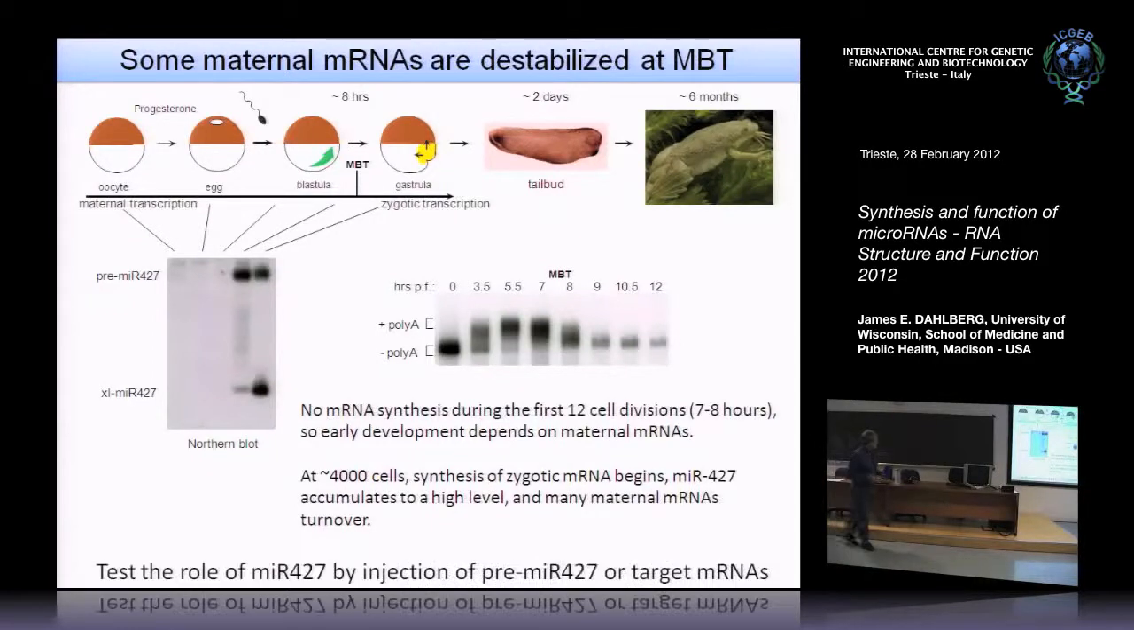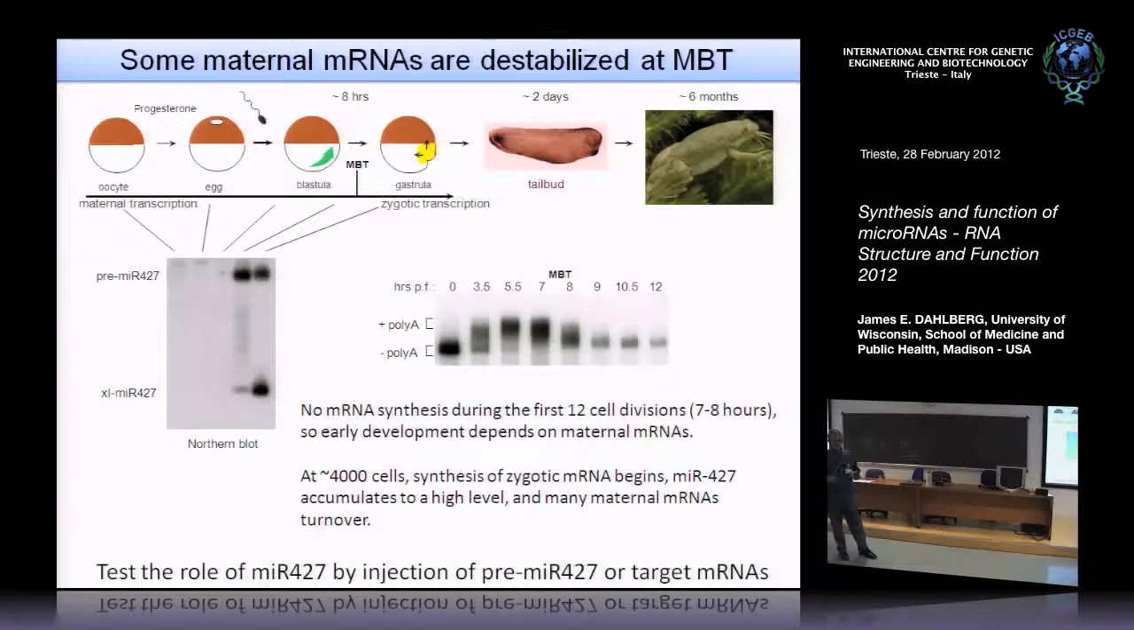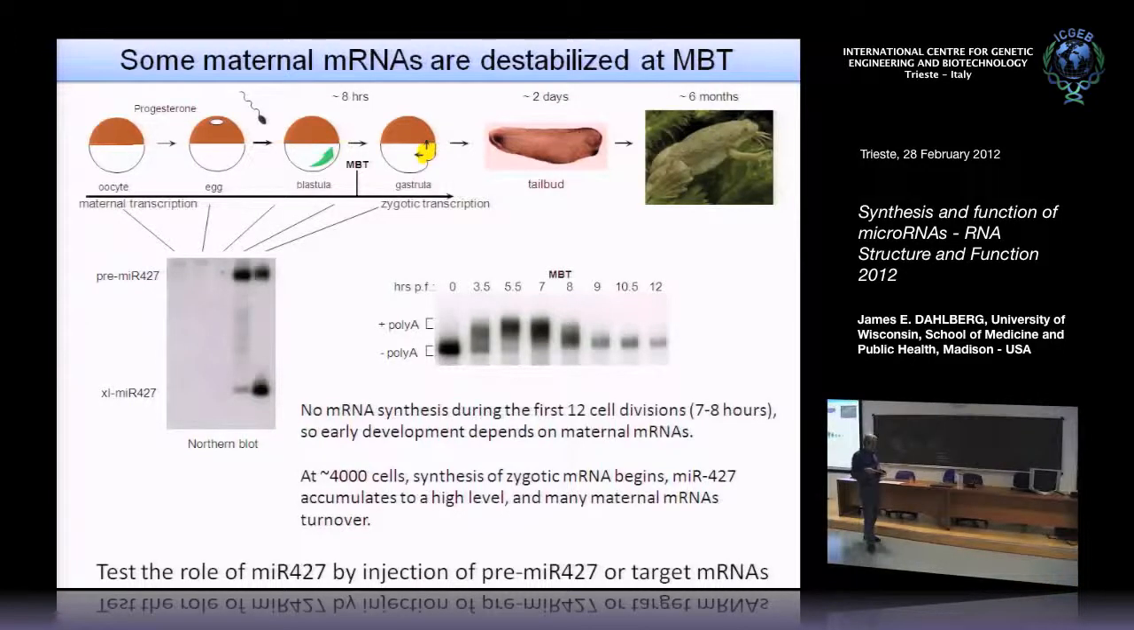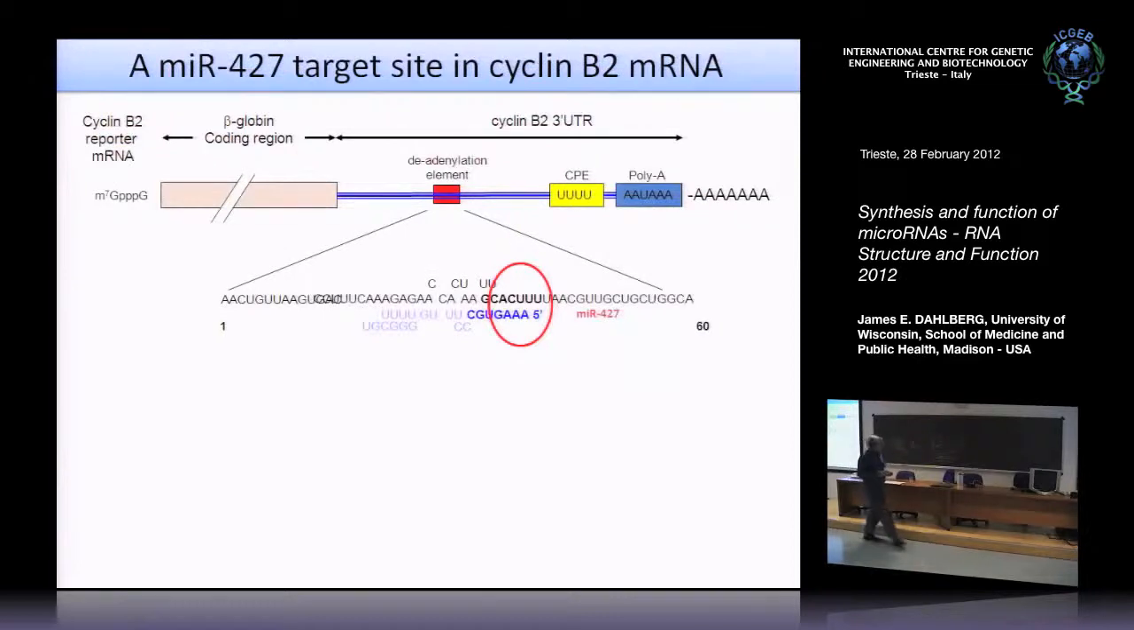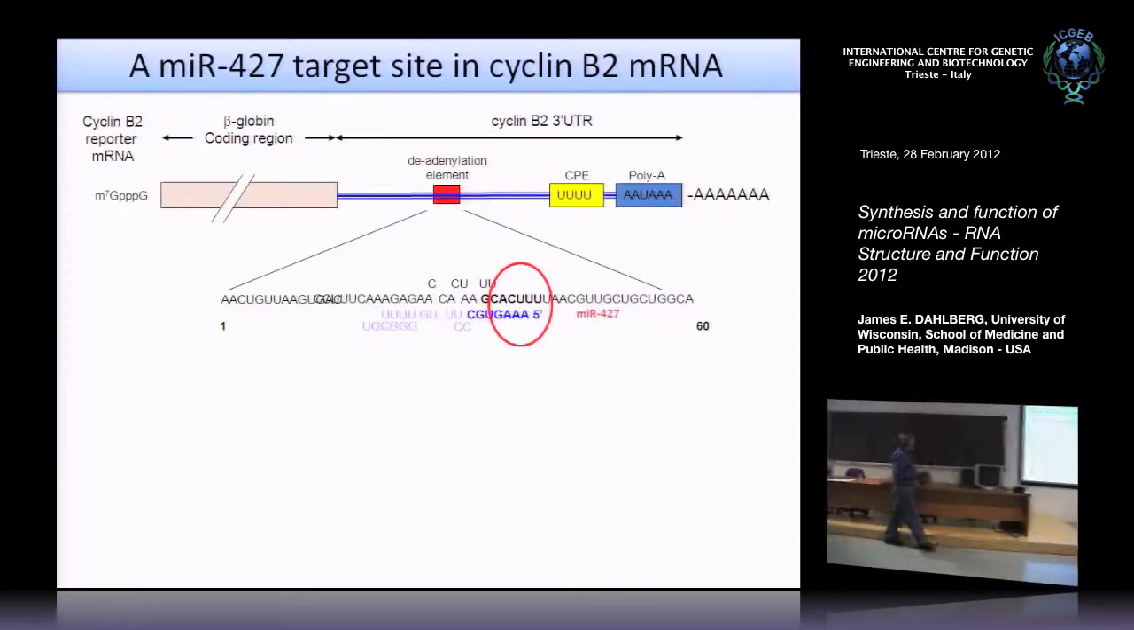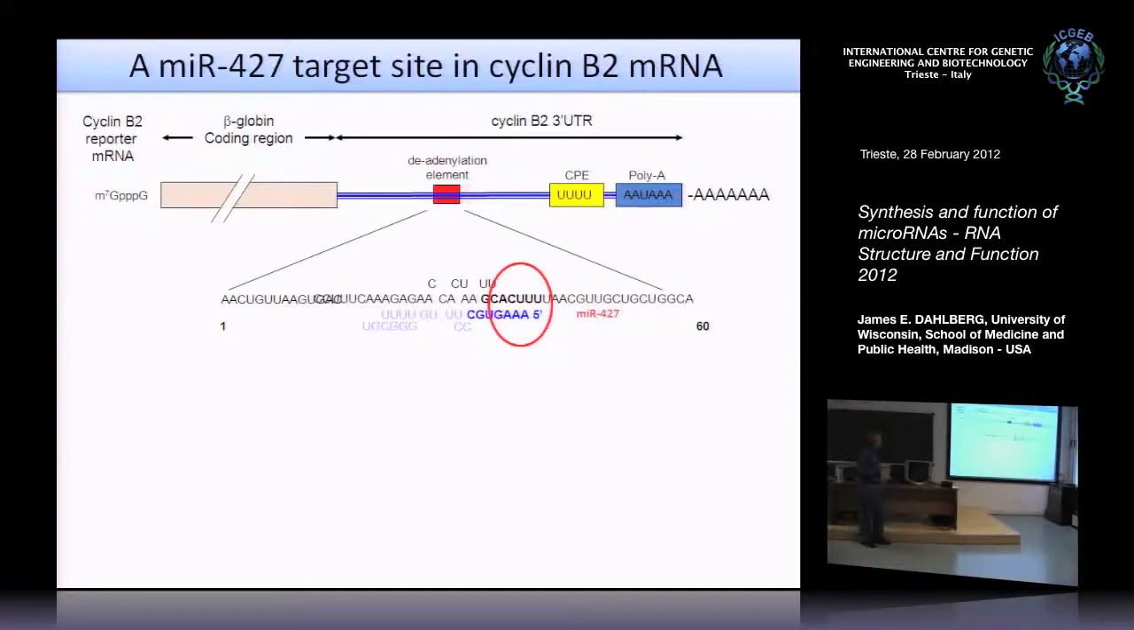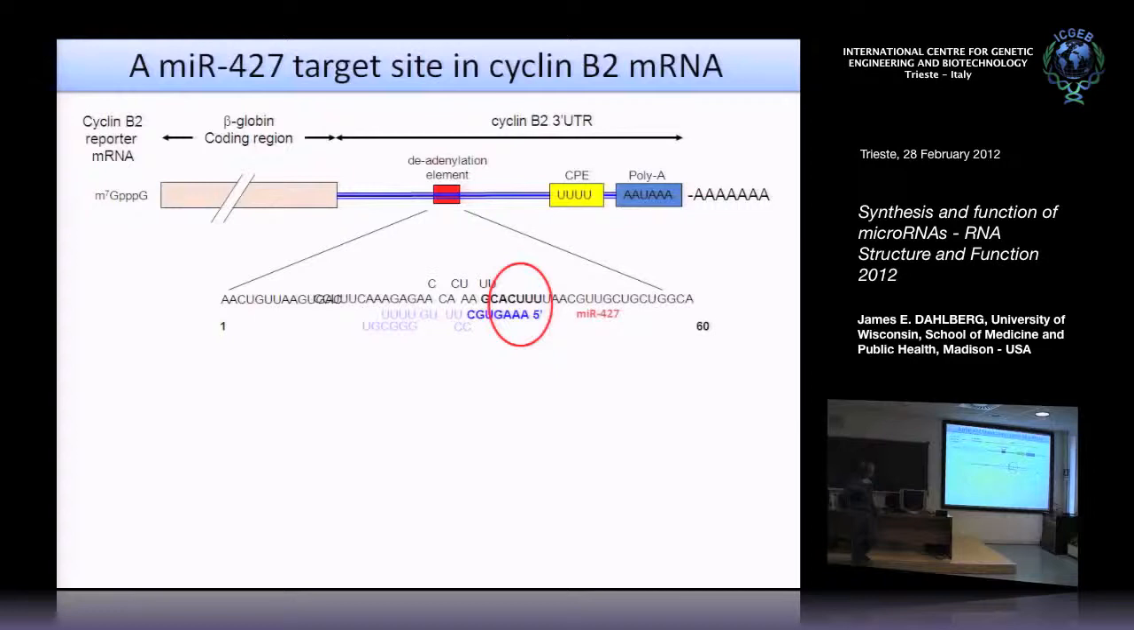And so we tested the role of 427 by injecting either pre-mir427 into the embryos, or we could put in target messenger RNAs into the embryos. And that's the gist of the kind of experiment we did in this series here. I mentioned that the cyclin B2 messenger RNA undergoes deadenylation, and the experiment to show that is shown here.